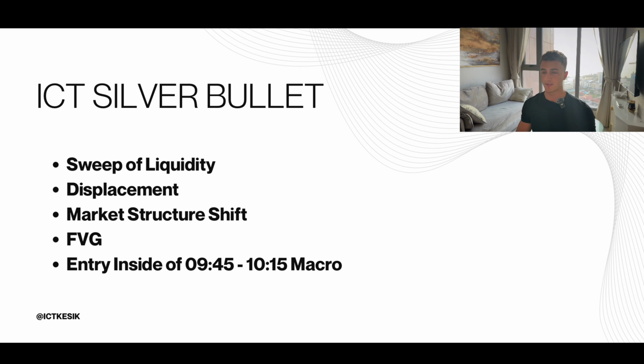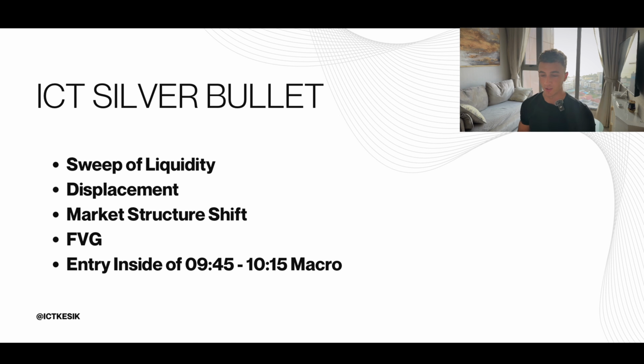But anyways, the last step here is very, very important. Entry has to be inside of that 9:45 to 10:15 macro. If your entry isn't inside of this time window, the trade setup is going to be less likely to actually play out and it's going to be less probable. In my experience of trading this strategy, most A+ setups and trades happen when you get that entry inside of this time window, and most trades will play out to the final TP target that they're supposed to if you get that entry inside of this little window.